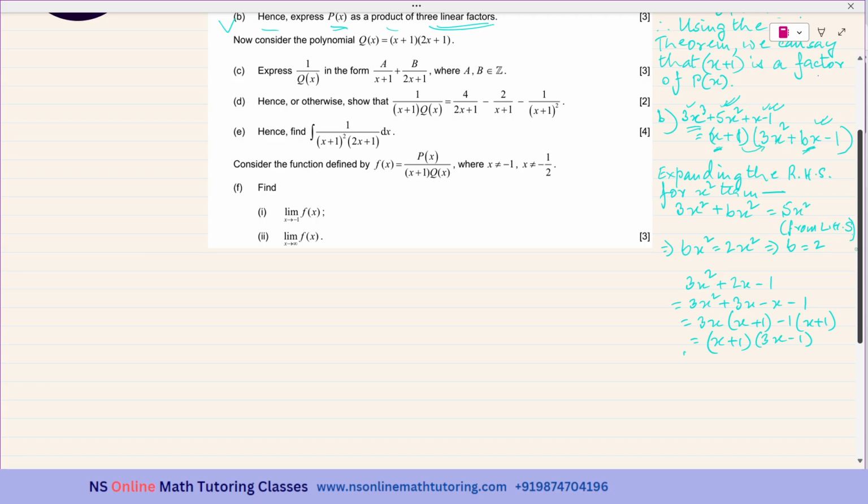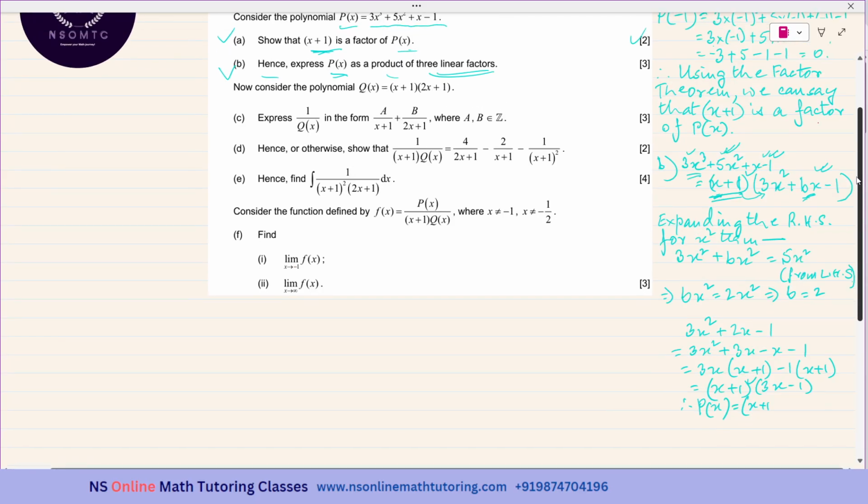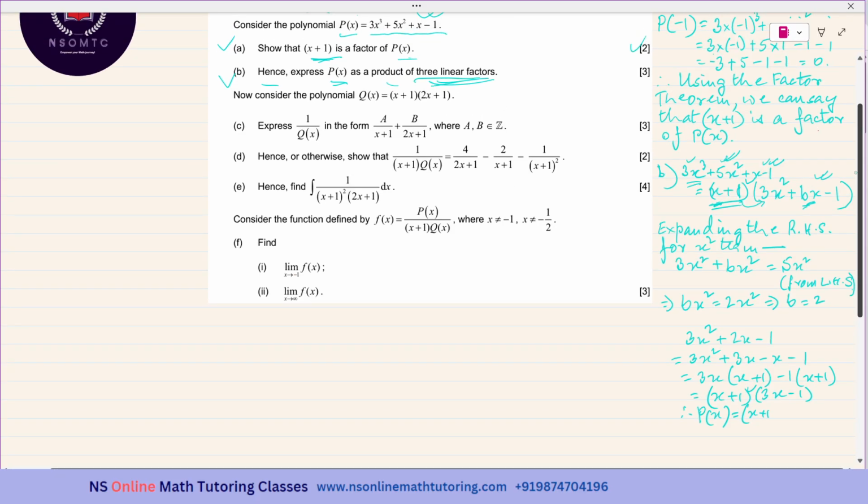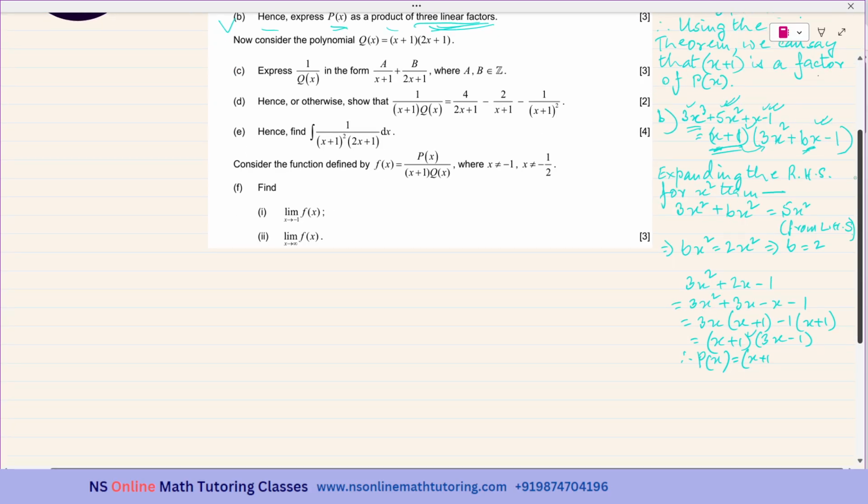Therefore, p of x is equal to, this is there, and that was x plus 1, and this is also x plus 1. So I can write this as x plus 1 whole square, but they have asked us to give this in the form of product of three linear factors. So I'm writing this as x plus 1, x plus 1, and 3x minus 1. Okay. So this is the answer for the subpart B.